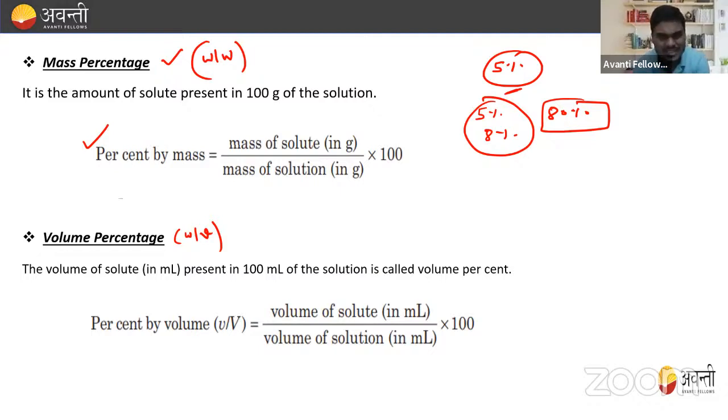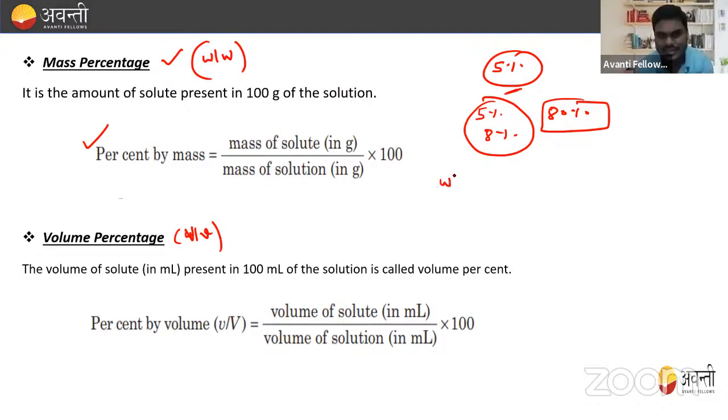So this volume percentage is the most common thing that we use in our day-to-day life, right? Just we put 2 gram of sugar in 100 ml of water, 3 gram of salt in 100 or 150 ml of water. So these things we use on our daily basis, right? Volume percentage. So what is volume percentage? That is the volume of the solute in milliliter which is present in 100 ml of the solution is called volume percentage. Solute is also in volume and solvent is also in volume.